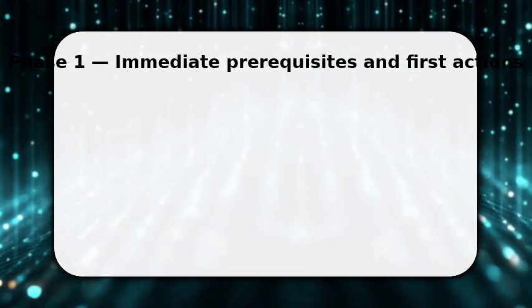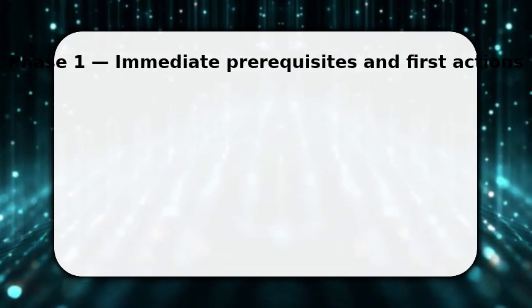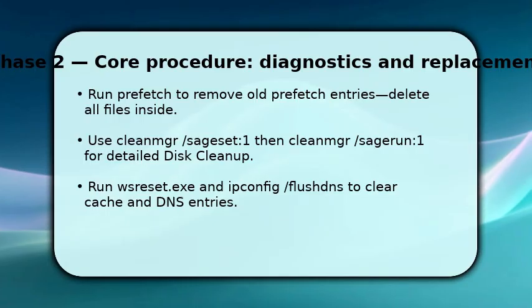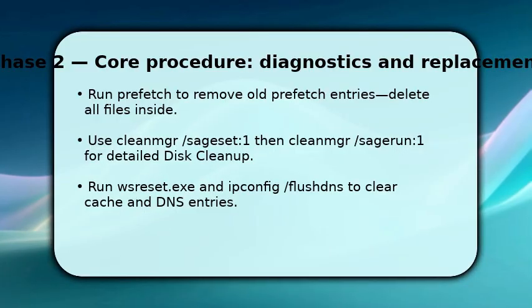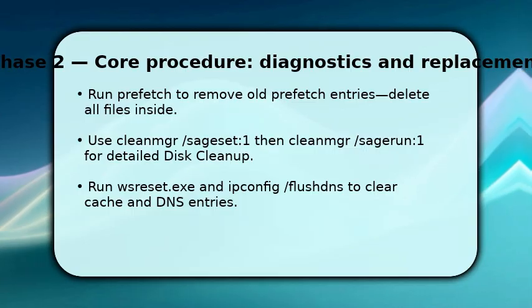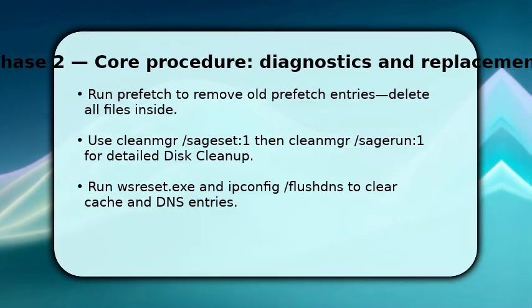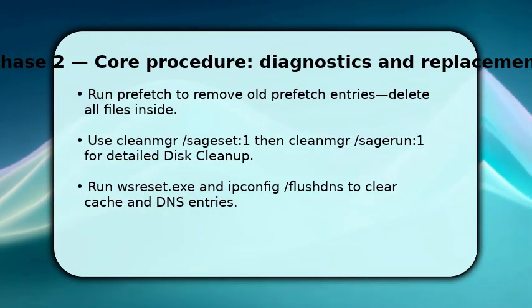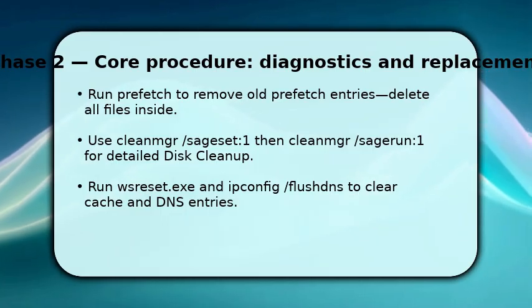Continue by tackling system caches and index data. Run prefetch, open the folder and delete contents to speed app launches. It repopulates safely. Then type cleanmgr /sageset:1, choose categories and run cleanmgr /sagerun:1 to execute that preset. This clears restore points, temp files, and thumbnails thoroughly.